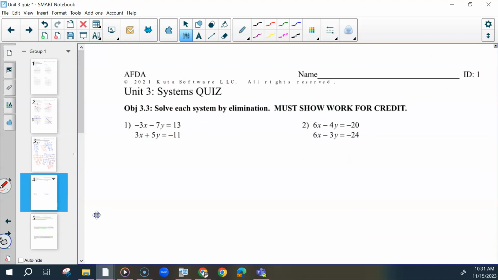So 2 of these you could have eliminated without changing them. These have common coefficients. In order to eliminate them, we would add. You needed to show how you eliminated by adding or subtracting or multiplying and adding and subtracting. If we added these together, this would become 0. Negative 7 plus 5 would be negative 2y. 13 plus negative 11 would be 2. Divide both sides by negative 2.